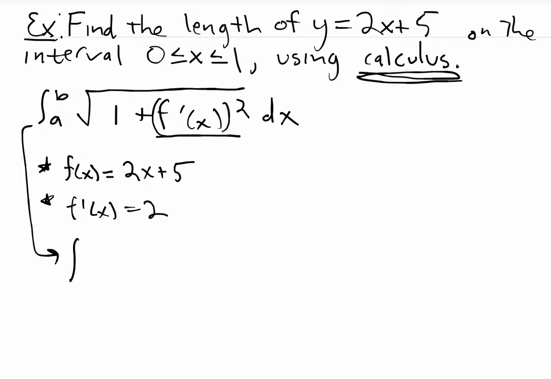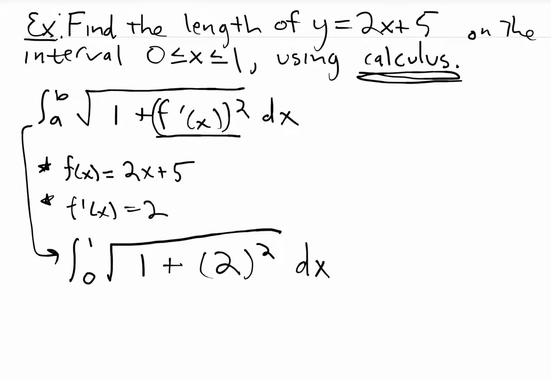Now, for my bounds, you will pretty much always be given an interval. We said 0 and 1 bound x, so I'm going to go ahead and use those. Don't think too hard about it. You're given an interval. Use it as your bounds. For the rest of this, I need to plug in my derivative and square it. Well, my derivative is 2. I need to square it. This is my integral that I get to take to compute length.